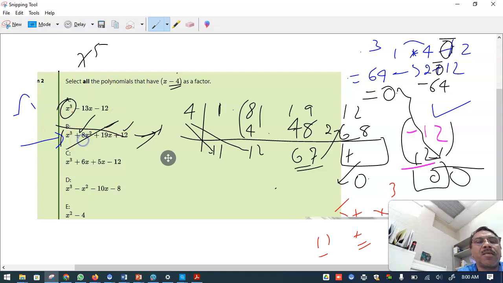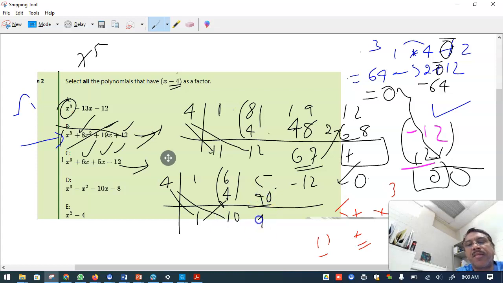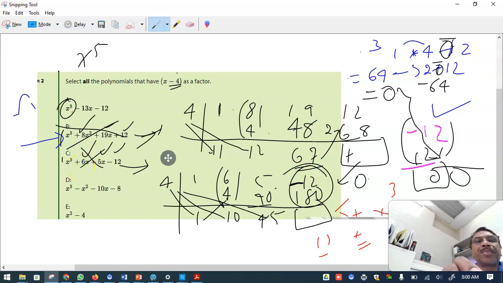So this is wrong. What about this one? Do the same thing. This time you have 1, 6, 5, and minus 12. And check again with 4. Drop down the first one. 4 times 1 is 4. That becomes 10. 4 times 10 is 40. This becomes 45. And you can see this becomes 180. And that is minus. So this is not going to be 0 because they are not the same. So this also is not correct.